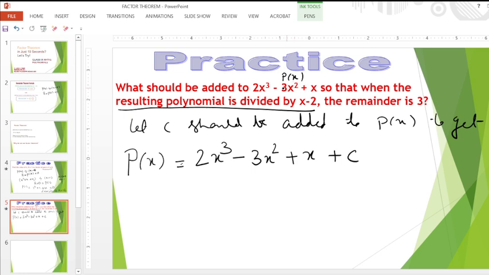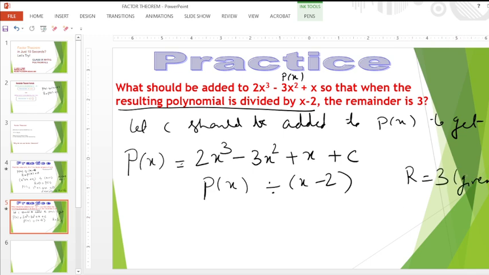See the difference. This is not a resulting polynomial. See, you are adding in it, then you are getting a resulting polynomial. Let's come to the second line. What they are saying? They are saying that when p(x) is divisible by x minus 2, then the remainder is 3. So they are giving you the remainder.